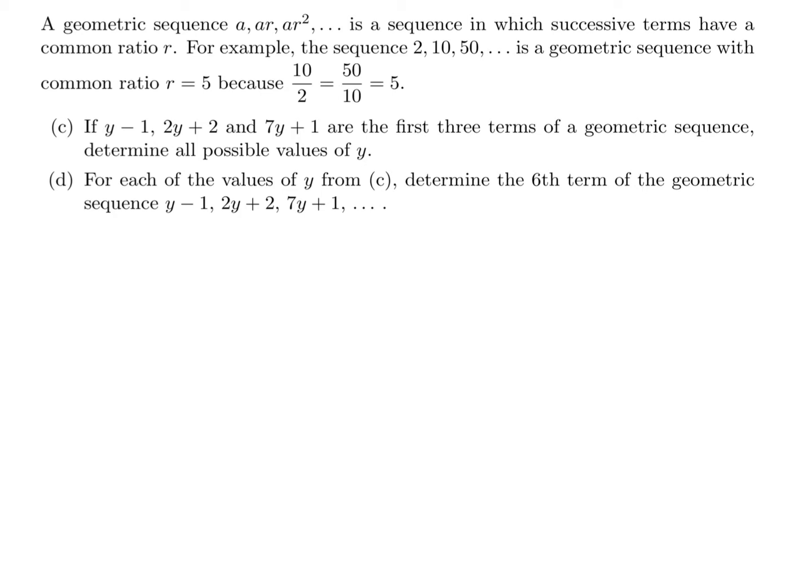So again, they've kind of given you a little bit of a hint here, which I hope you pick up on. They're kind of telling you what to do, which is nice of them. So, as before, let me explain. We've got a, ar, ar squared as the first three terms of a geometric sequence. In our case, it's y minus 1, 2y plus 2, and 7y plus 1.